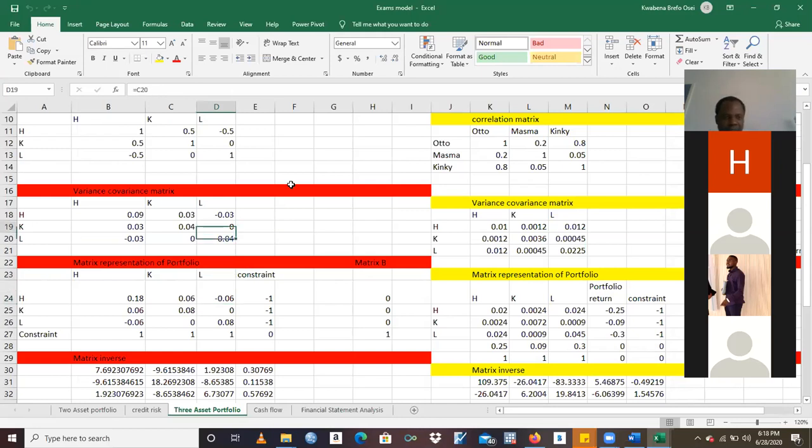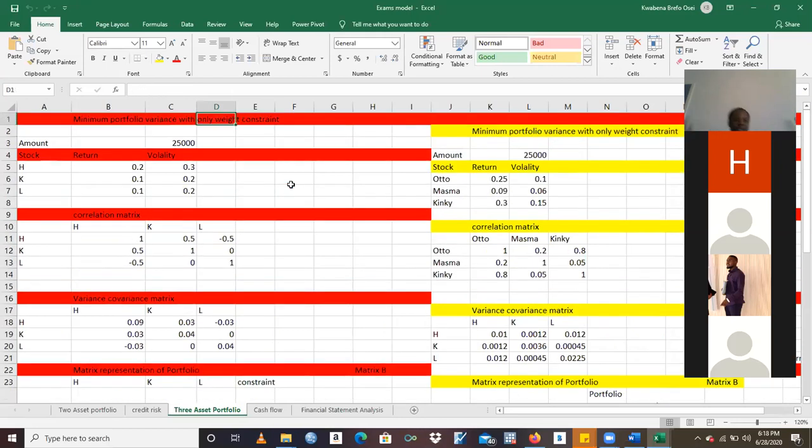So no problem. Let me use the same thing here. But I think it's the same thing. I will have to work on that again. So for H, they said the volatility is equal to what? 0.2, right? So they said the return on H is 0.2, and the volatility is 0.3. 30% is here, right? And K is equal to 0.1.